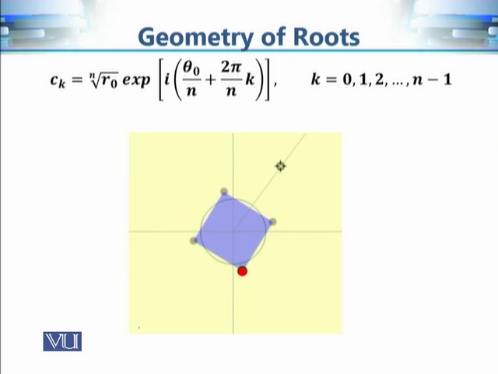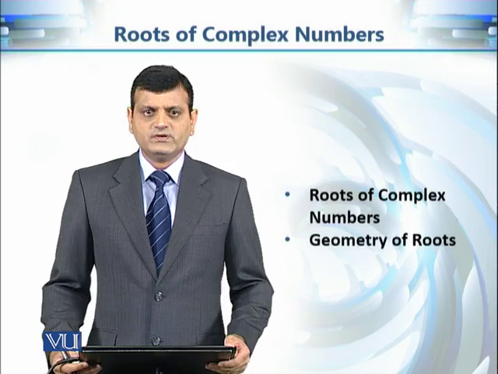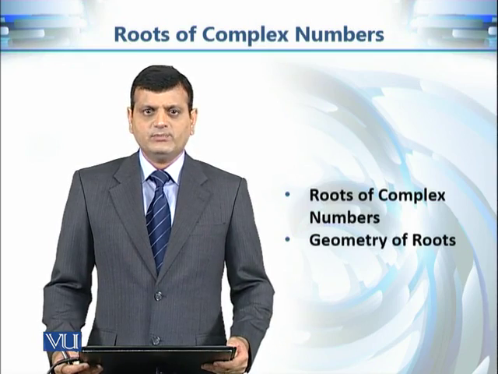If I keep on increasing the value of n, I'll get the vertices of a regular pentagon, a hexagon, and so on. So basically, the roots of any given complex number lie on a circle of radius nth root of r naught, but there is much more: they are the vertices of a regular polygon. We have seen how to calculate roots of a given complex number. We also discussed their geometry.